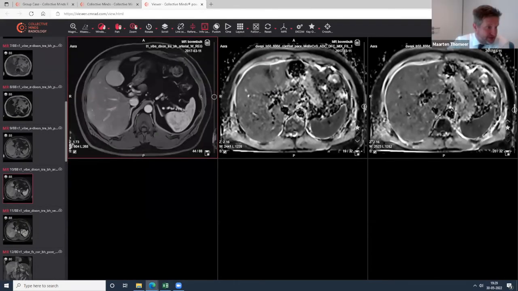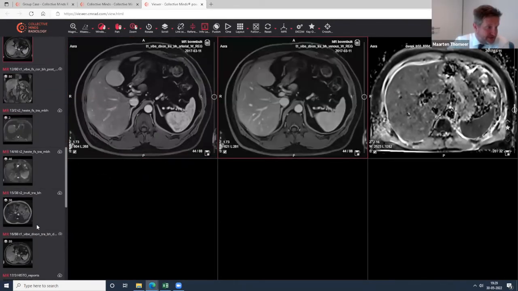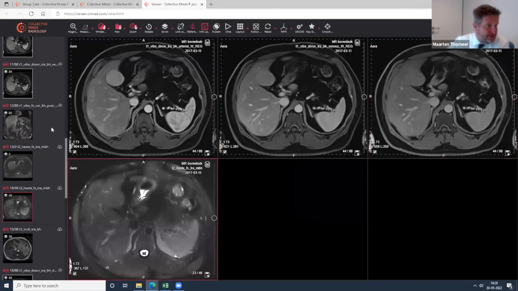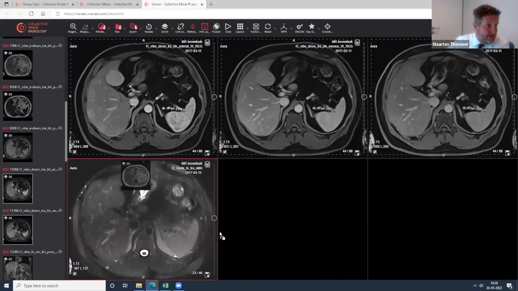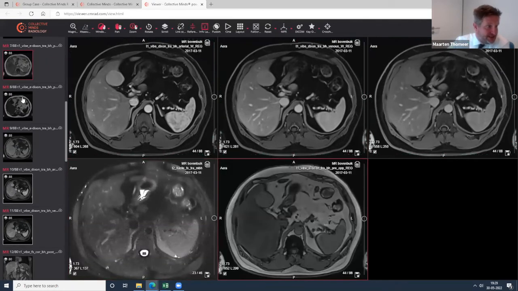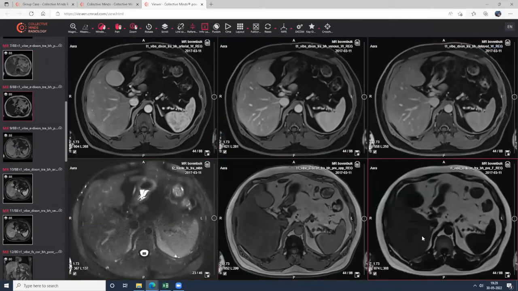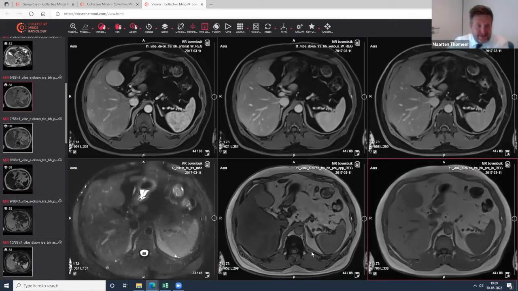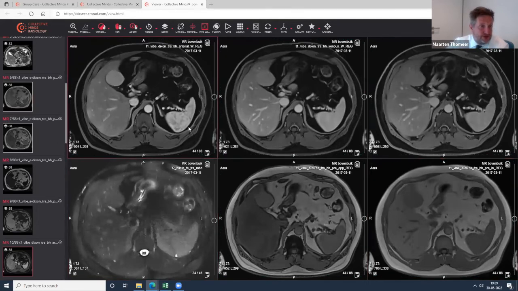So I put here different contrast phases. The T2 and then the in-out phase. Again, the in-out phase, I like that sequence very much. So this is the out phase because they're black bordered, and this is the in phase. So this looks, in fact, quite the same as the previous one.